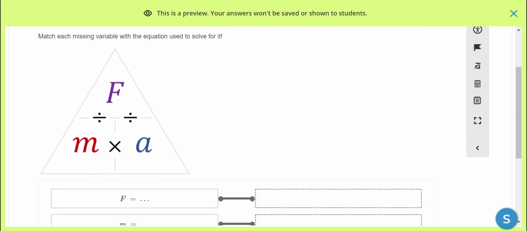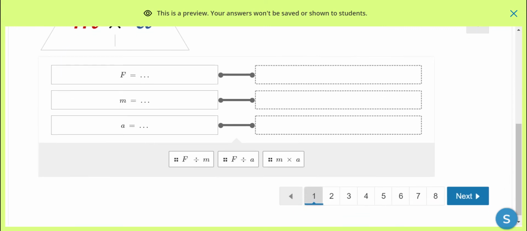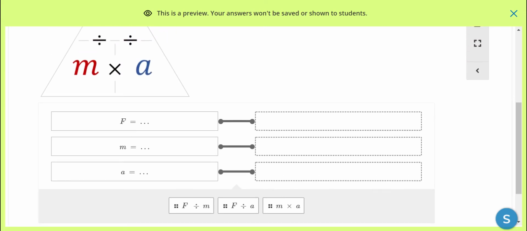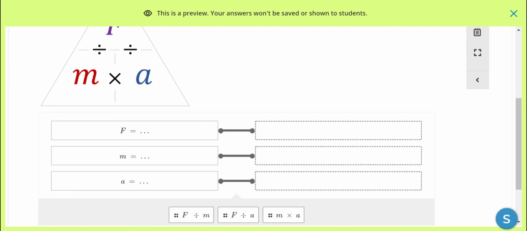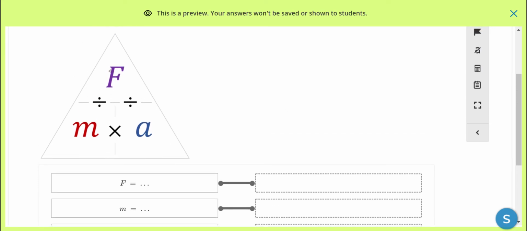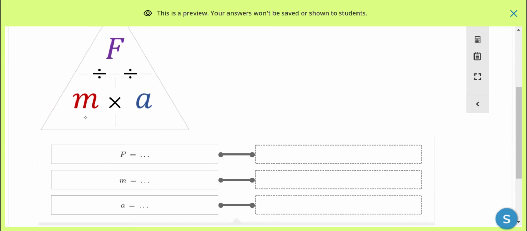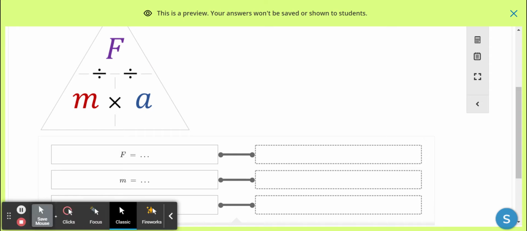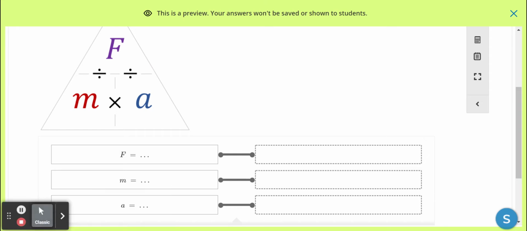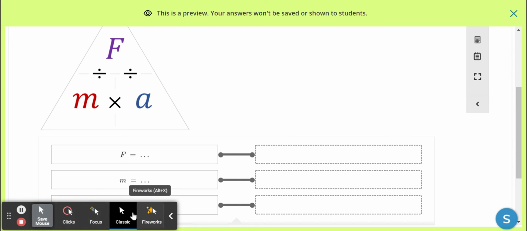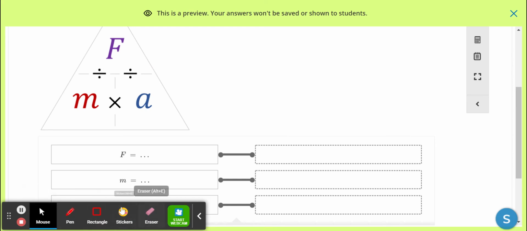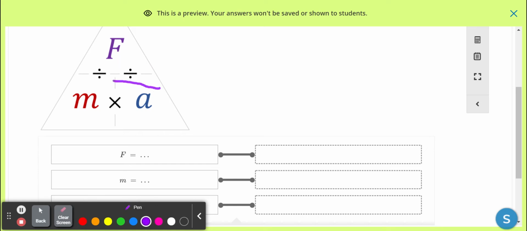Okay, so on the first page, we're just going to rearrange the different equations. So kind of what we just talked about. So force equals what? Well, again, if you go and cover up the force here and these two operations that are with it, what we're left with is mass times acceleration. So let me bring this back here. There we go. So force would be equal to mass times acceleration.